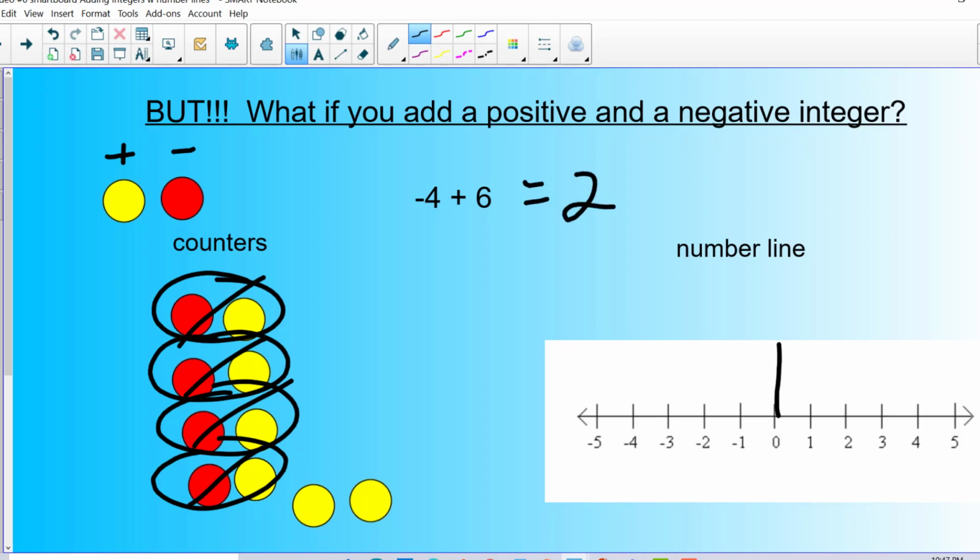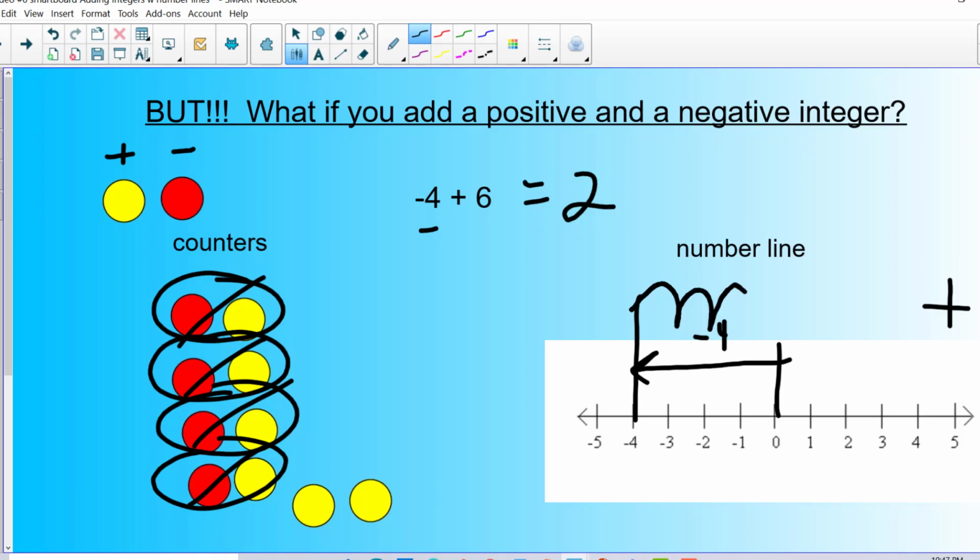Start at 0. Where do you go first? The first number. So you're going to the left because it's negative. 4 negatives. Then from here, what do you do? Add 6 positives. So that means we're going to go which direction? To the right, because we're adding positives. We go to the positive side. From here, we're going to make 6 jumps.